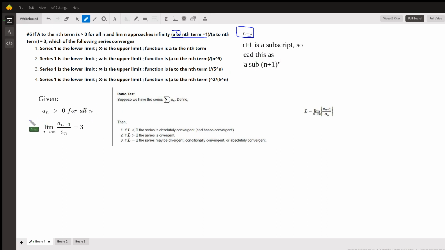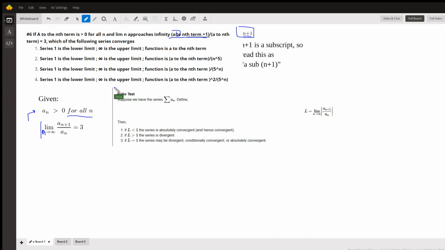Here's what we're given. We're given that we have a series which each term, a sub n, is greater than 0 for all n. And then we're told this. Oh, this is supposed to be an n here. The limit as n approaches infinity of a sub n plus 1 over a sub n is 3.